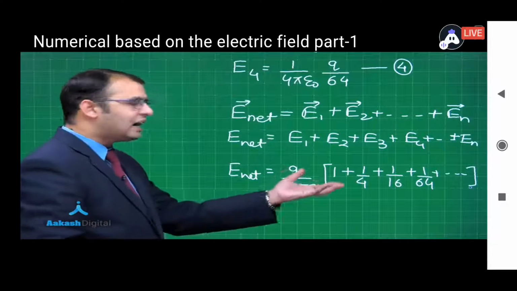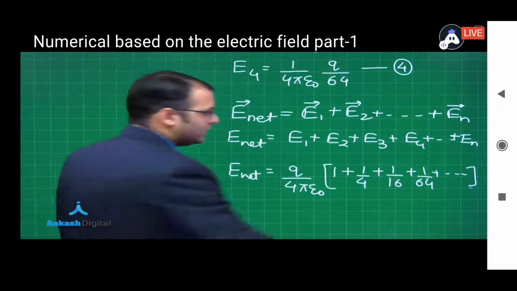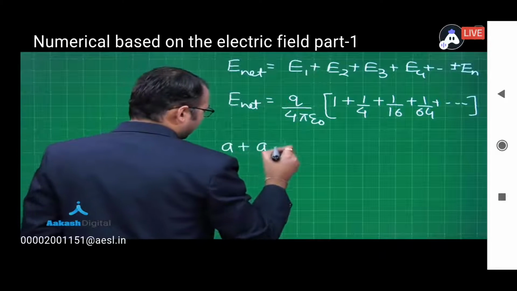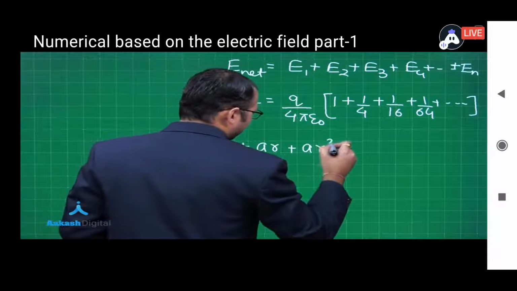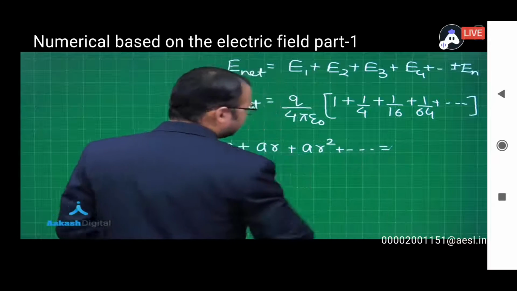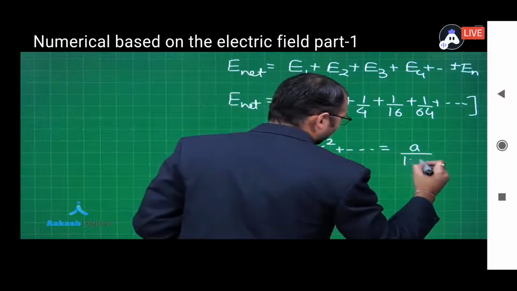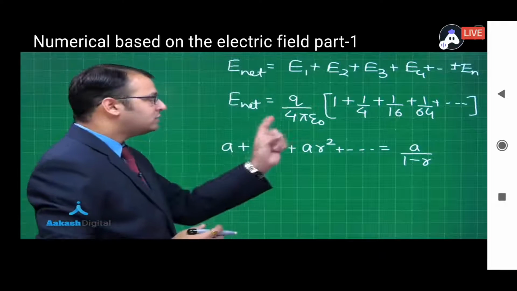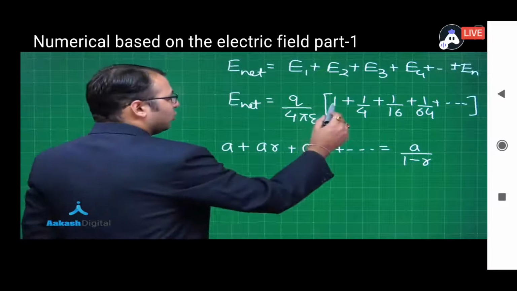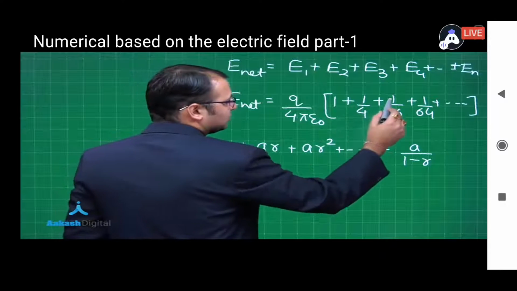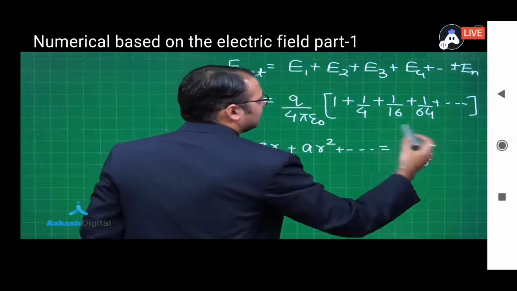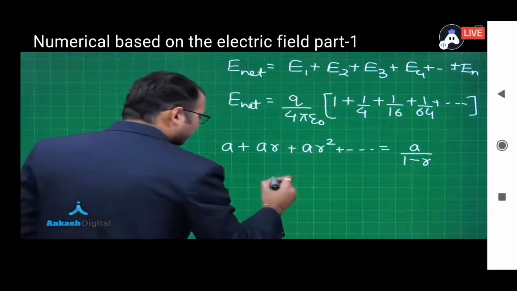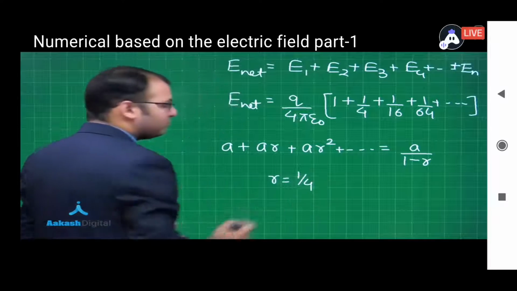This is a special kind of series known as geometric series. For this series we have a simplified solution. What is it? In such cases where you have a plus ar plus ar square and so on, this can be simplified as a upon 1 minus r. Here, this was a. And what is being repeated? This is 1 by 4 power 0, this is 1 by 4 power 1, this is 1 by 4 power 2, this is 1 by 4 power 3, and so on. So the repetitive term r is equal to 1 by 4.